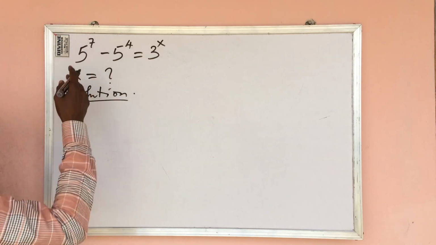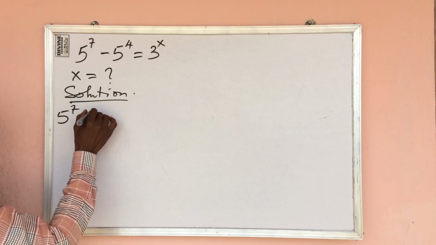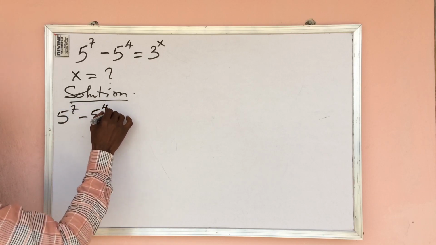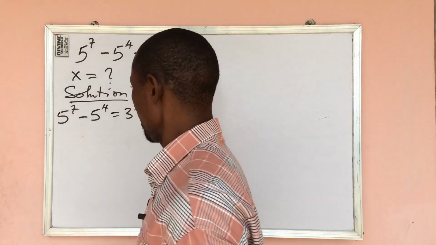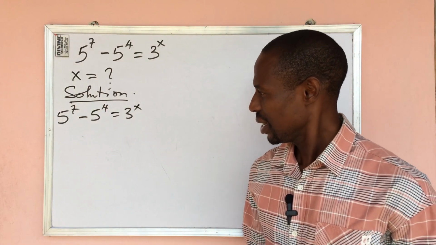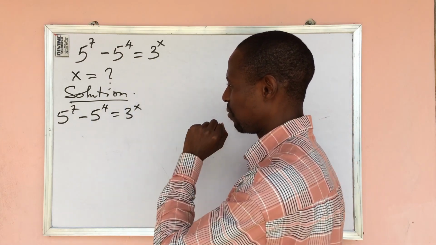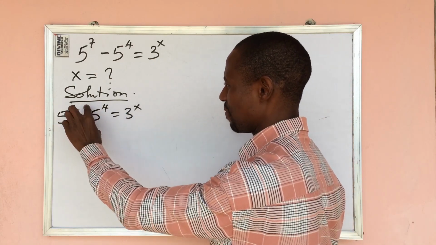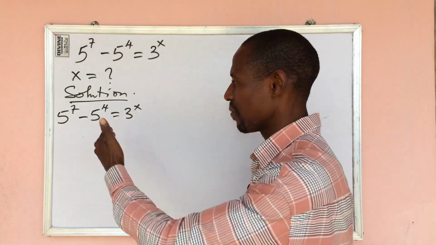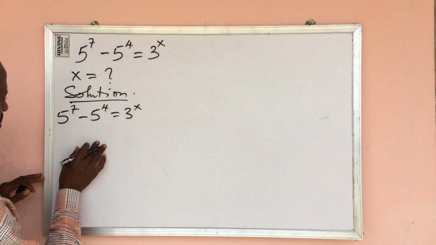We write down our question, which says 5 to the power of 7 minus 5 to the power of 4 equals 3 to the power of x. What we do here is this. We have 5 to the power of 4 as the smallest number on the left hand side, so we can factor 5 to the power of 4 from this side of the equation. Let's go ahead and do that and see what this becomes.